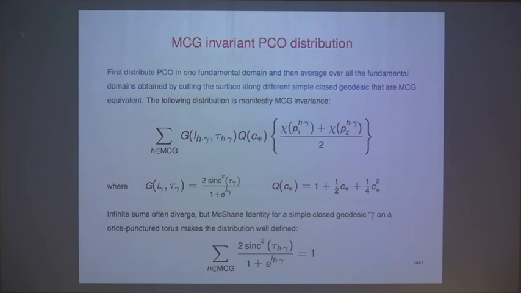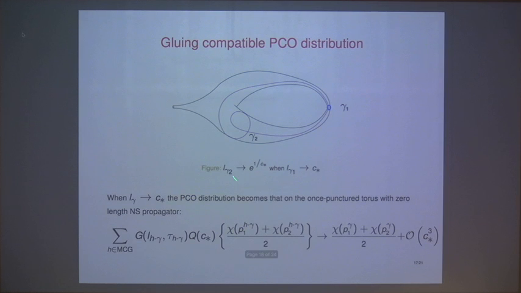So that is fine. Now I have to check whether this PCO distribution satisfies the geometric condition induced from the BV equation. So we have to see whether this is compatible with gluing or not. For that, we need to check whether, if we degenerate one of the simple closed geodesics, we are reproducing the PCO distribution that is supposed to be on the thrice-punctured sphere or not.